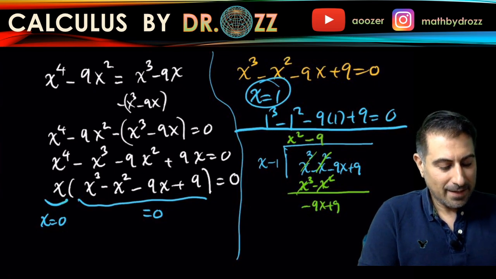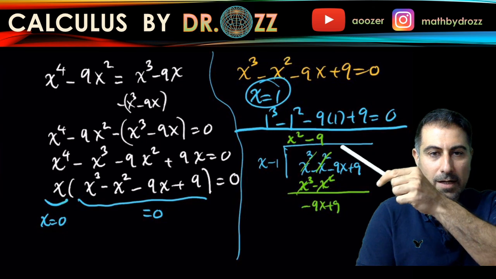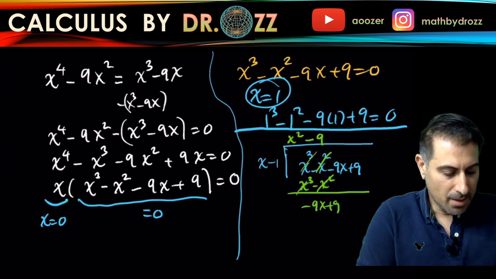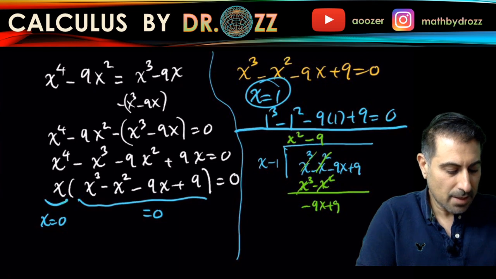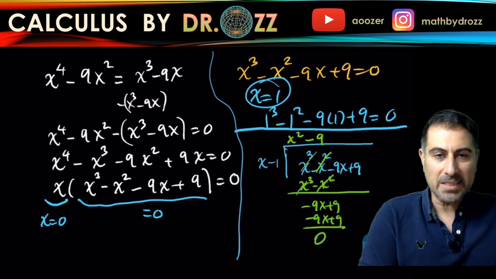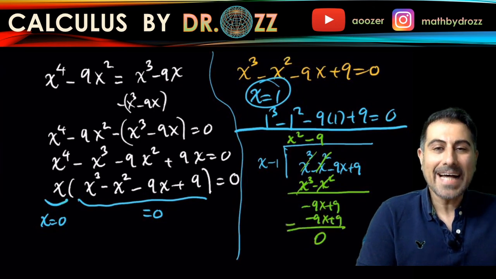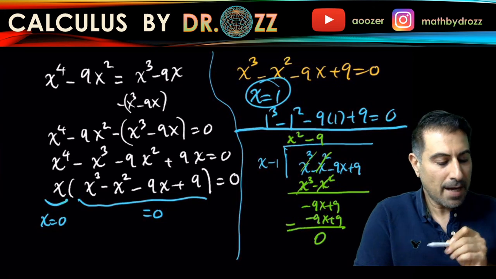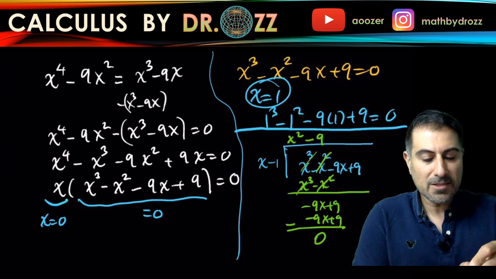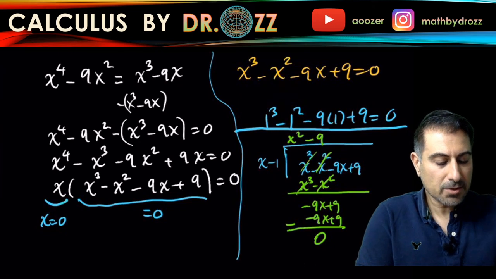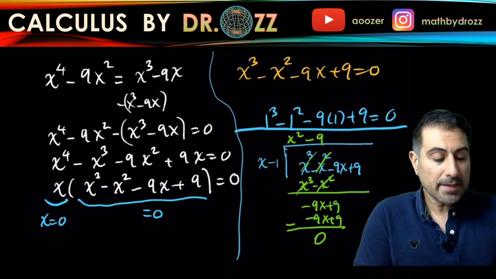Okay. And boom. So here, x squared minus 9. So minus 9 times x minus 1. That's exactly minus 9x plus 9. And when you subtract, you get a complete 0, which means that x cubed minus x squared minus 9x plus 9 is factored as x minus 1, x squared minus 9.